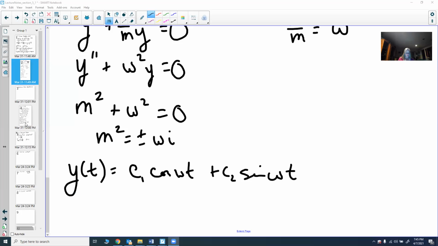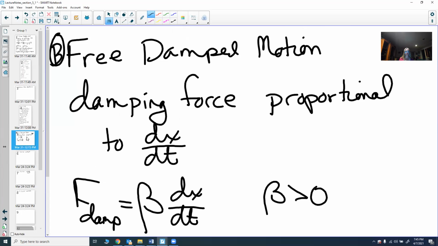So you can actually look at different things. You can talk about the frequency. You can talk about different things with this, but we're just going to look at this at the moment. And so now we're going to talk about what it would look like if we didn't have what we call free undamped motion. In other words, we're not going to put this in some space. It actually will slow down. There will be some dampening happening to this.